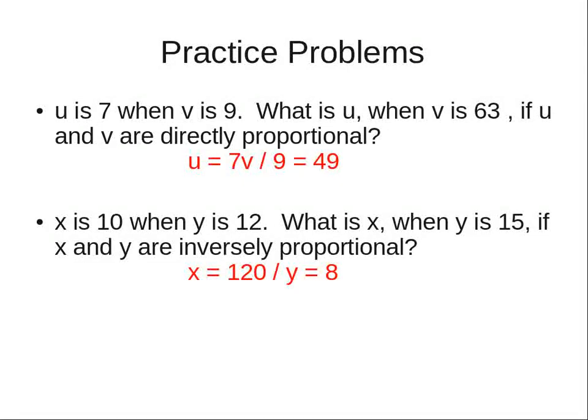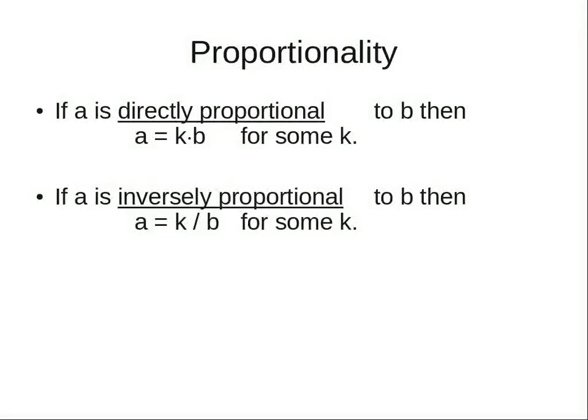The answer to the second question is 8. Discussion. In order to solve these, you simply have to memorize two definitions. If A is directly proportional to B, then that means that A is equal to some constant times B. If A is inversely proportional to B, then A is equal to some constant divided by B. Using that definition, you should be able to set up some algebra equations to solve the questions on the last slide. Make sure you know how to do that.